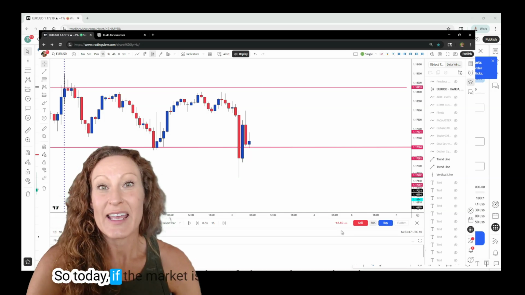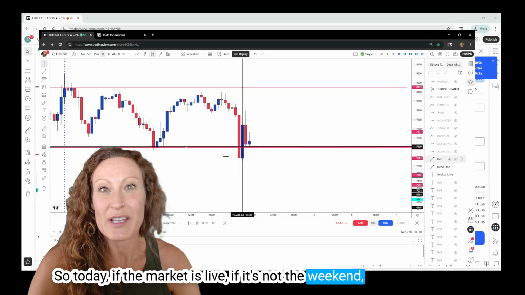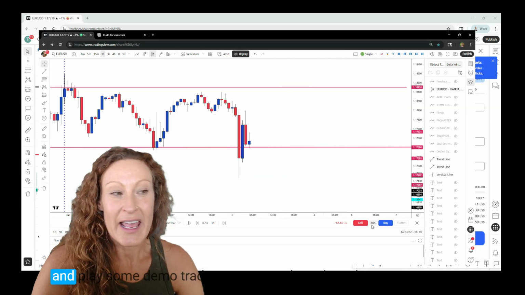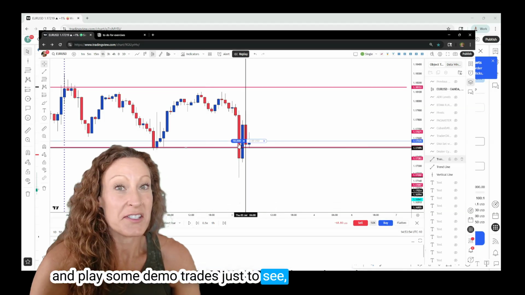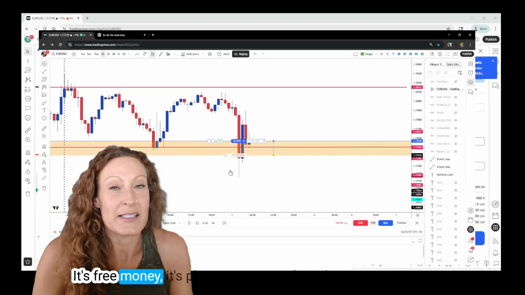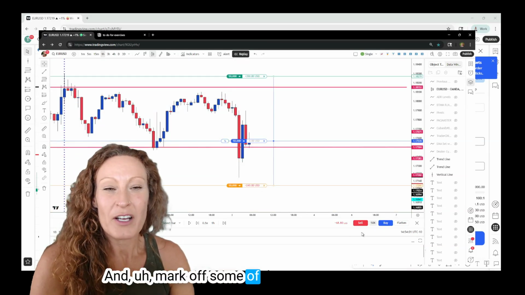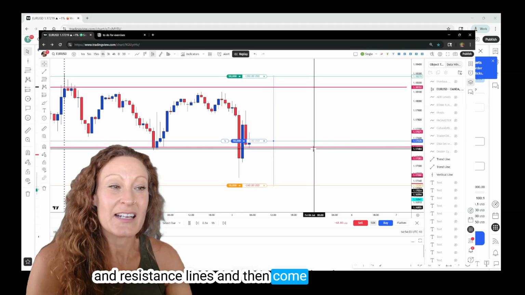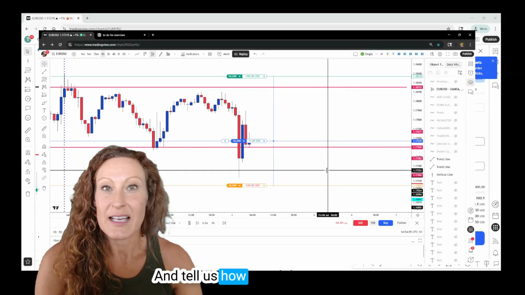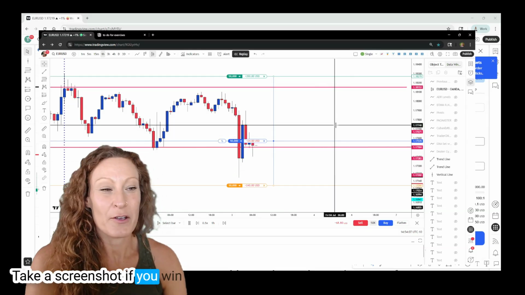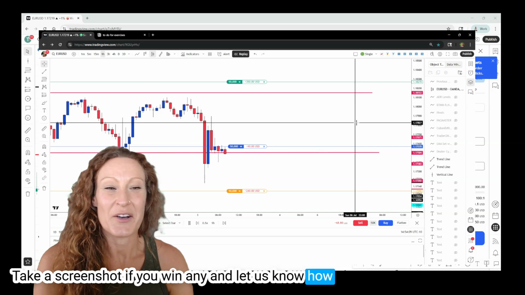So today, if the market is live, if it's not the weekend, go in and place some demo trades just to see how they play out. It's free money, it's play money, so it doesn't matter. And mark off some of those support and resistance lines and then come back in and tell us how you did. Take a screenshot if you win any and let us know how it's going for you.